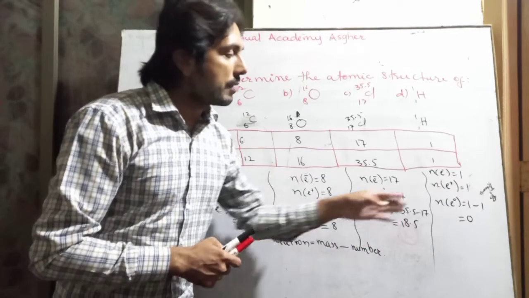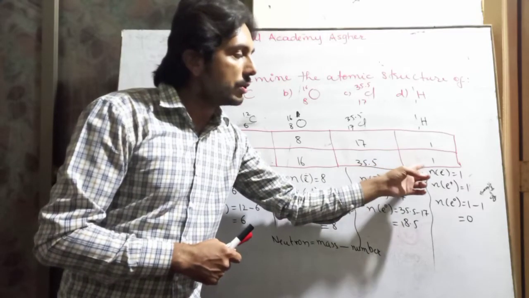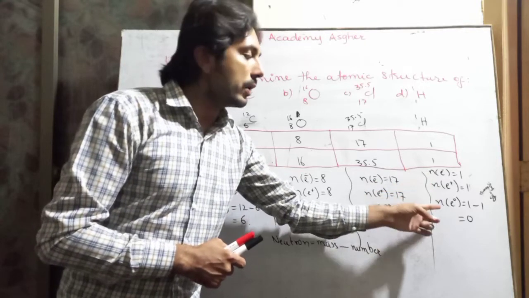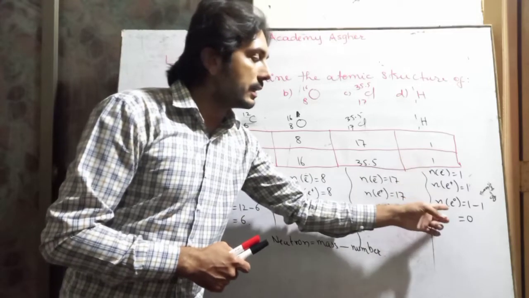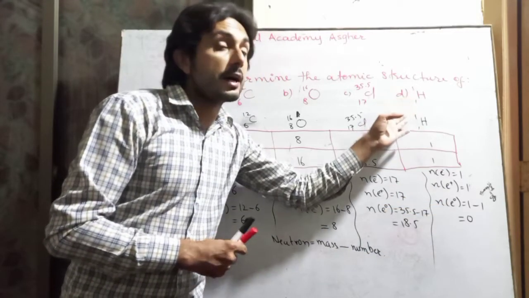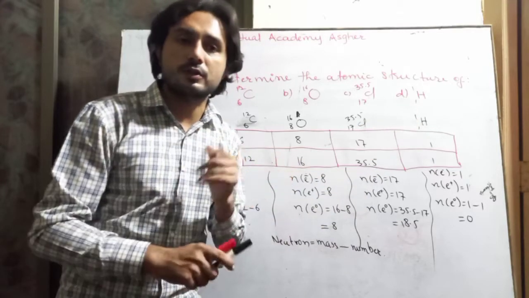And if we talk about hydrogen, its number and mass are both 1. So the number of electrons and the number of protons are both 1 in it. However, when we subtract the number from the mass, its neutrons become 0. So in the atom of hydrogen, we do not have any neutron. It only includes protons and electrons.